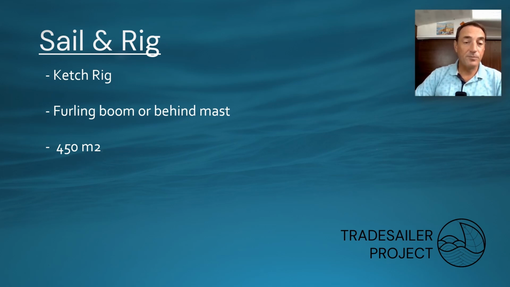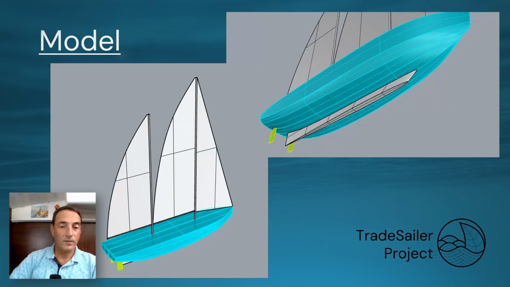So I've based the sail area on our initial starting point from the comparison ships of 450 square meters of sail. This looks like quite a lot. We'll see later in the project how it compares. So this is the model as I've got it at the moment. I've balanced the sails with the keel and the rudder.